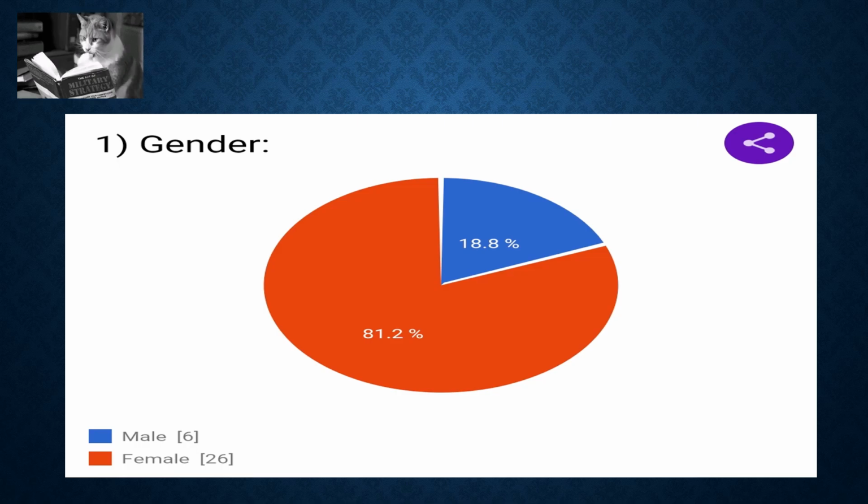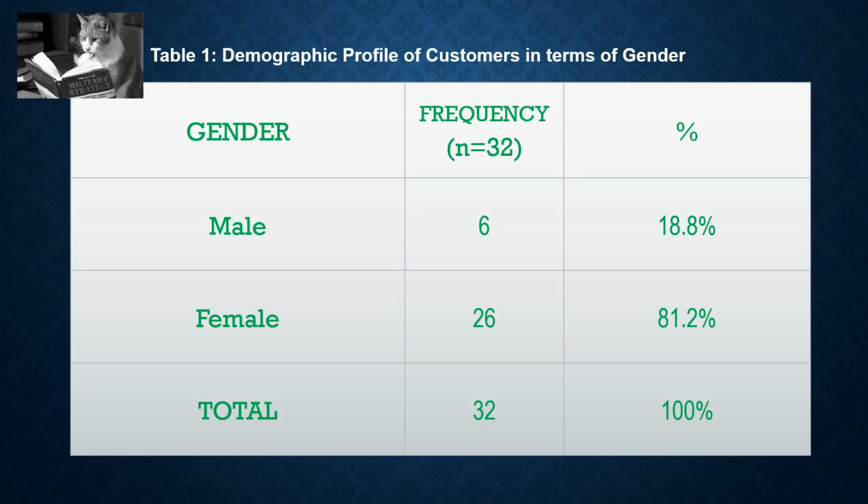First, we have here the gender, and based on your respondents, it's just an example. Based on the respondents, 26 female, then 6 male. So you can already see this in the pie. And then, how do we convert this into a table? So, this is the demographic profile of customers in terms of gender. This is the table.